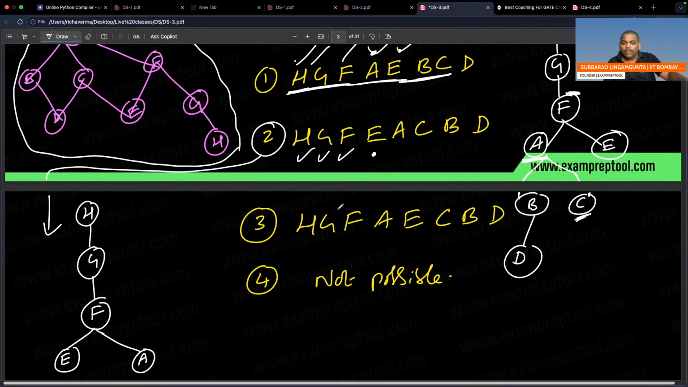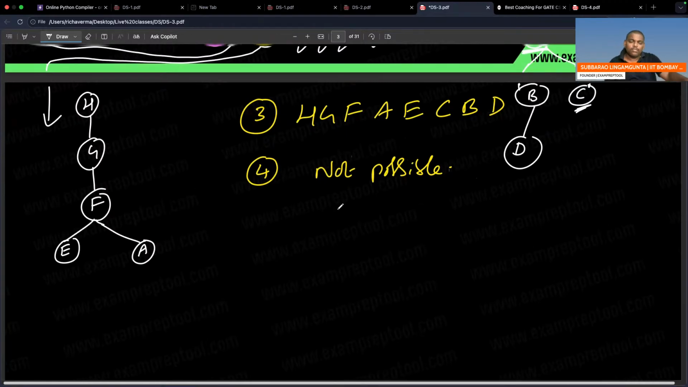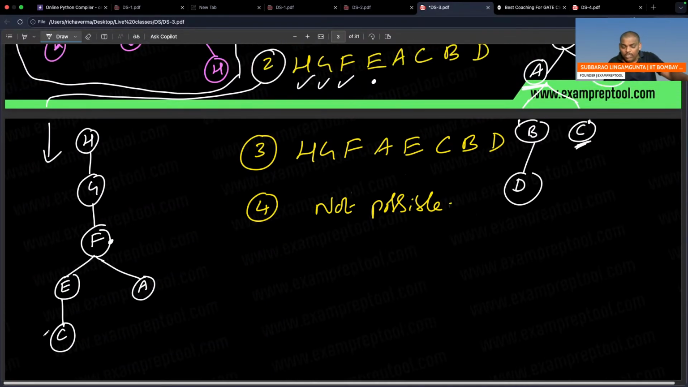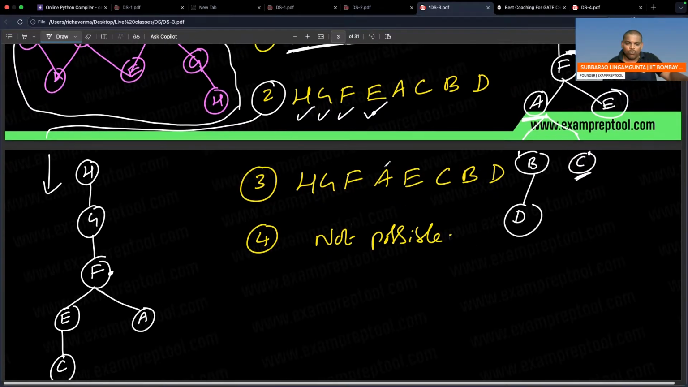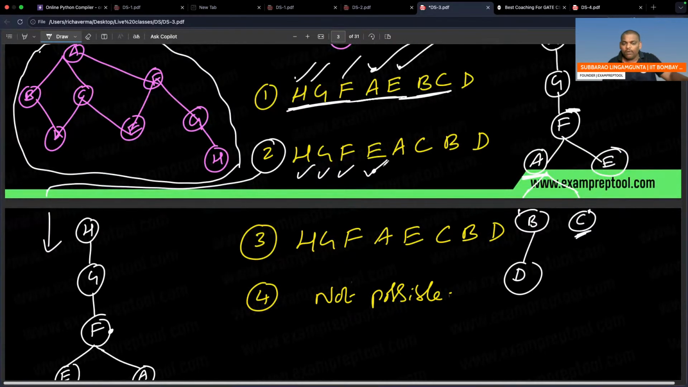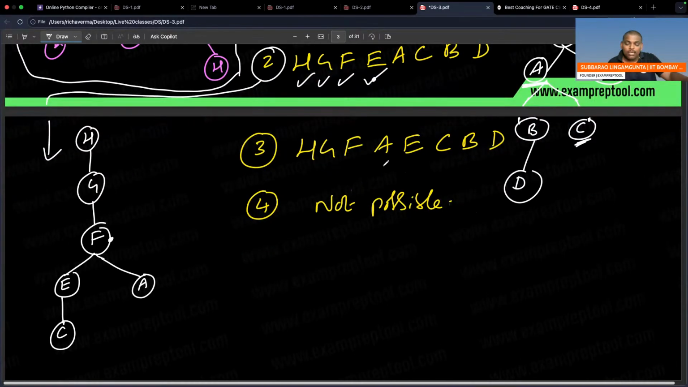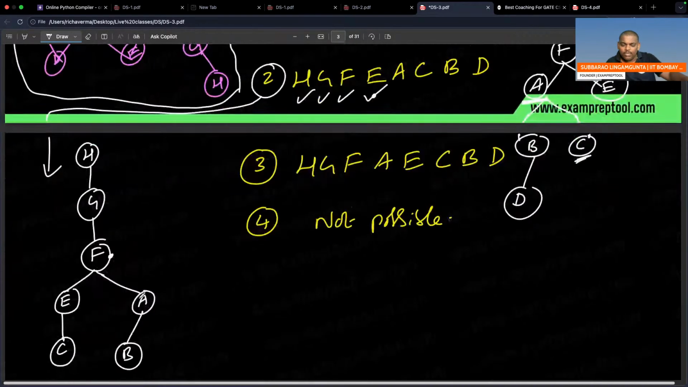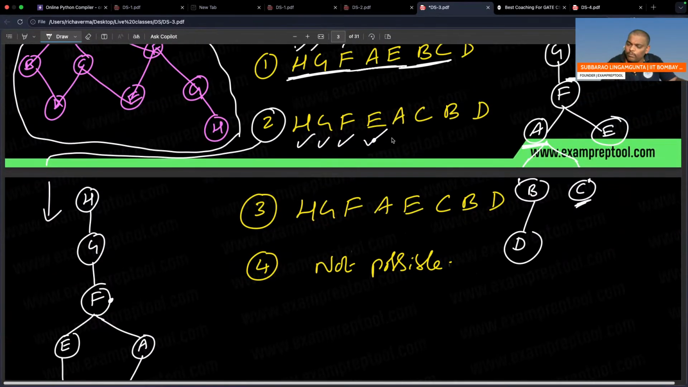I am at E now. E adjacent is CF. F is already there, so only C will come. So E is completed. Let's go to A. A adjacent is BCF. B is not there yet. C is already there, F is already there. So only B. B is not covered, C already covered, F already covered. So perfect. Till now, no problem. A is also done.